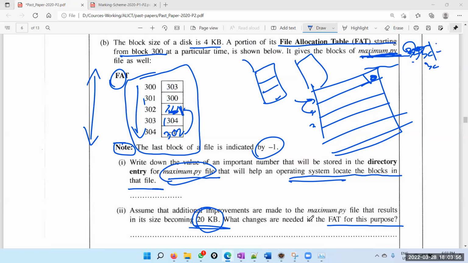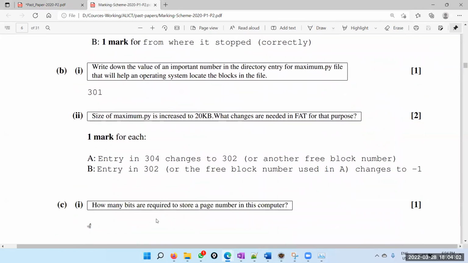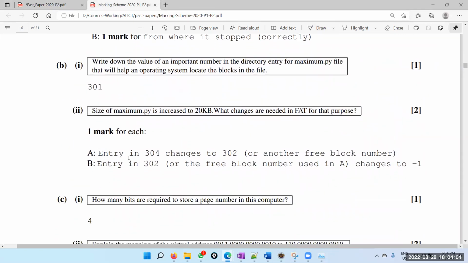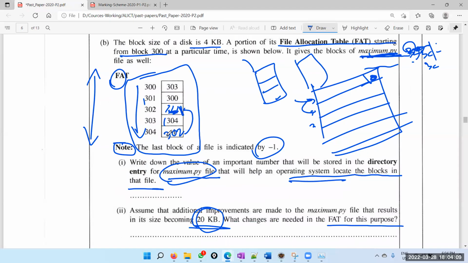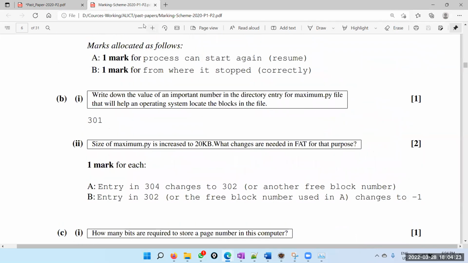Okay. Yeah, linked list and index. Right. Now let's see the answer. Right. Entry in 304 changed to 302. 304, we have to change from -1 to 302. Okay. And entry in 302 must be -1. Entry in 302 change to -1. So that is how you get the full marks. Okay, I hope you got it.